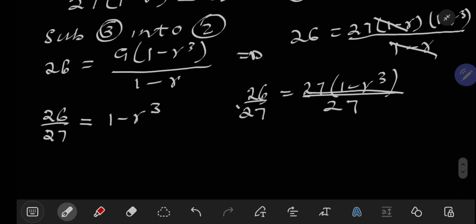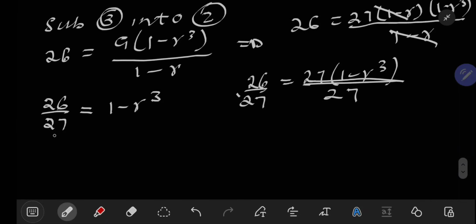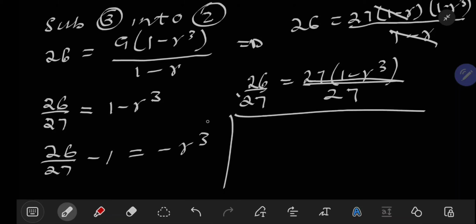Okay, so we can further take this one to the other side, and then it means we're going 26 over 27 minus 1, which is equals to minus r cube. Okay, so from here you can punch your calculator. When you punch your calculator, you're going to have negative 1 over 27, which is equals to negative r cube.